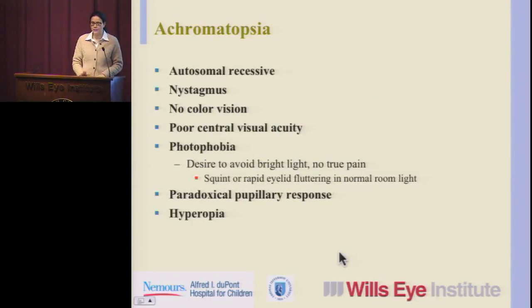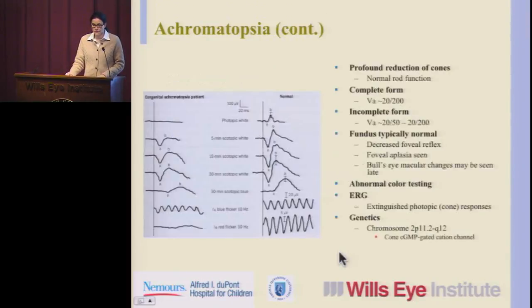Here with achromatopsia, it's different; this is autosomal recessive. These children have nystagmus, and they have no color vision. So it's a much different situation from the nervous parent who says, my child doesn't know their colors. They have very poor central visual acuity, and they're very photophobic. They really have a true desire to avoid the bright sunlight. Again, these children tend to be hyperopic.